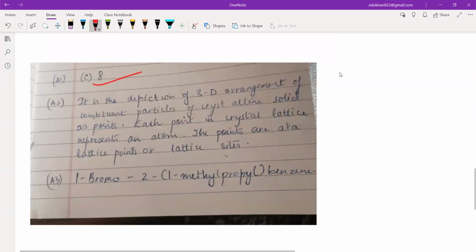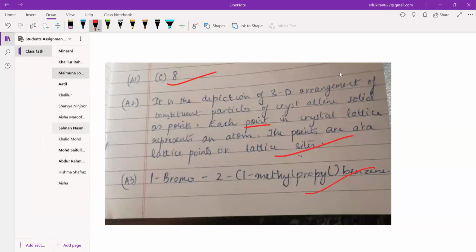Okay, thank you. Yeah, coordination number is 8, the depiction of the 3D arrangement of constituent particles of a crystal lattice. Oh, this was the question about crystal lattice. I actually asked, what do you understand by lattice sites? So each point in a crystal lattice represents these points. Okay, fine. You have also answered that. 1 bromo. In the second question, we have 1 methyl propyl benzene. That is correct. Okay. Now moving on to Salman's.